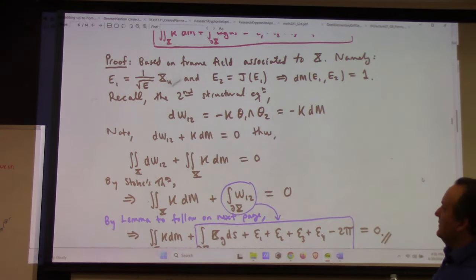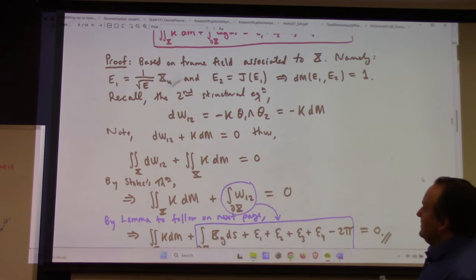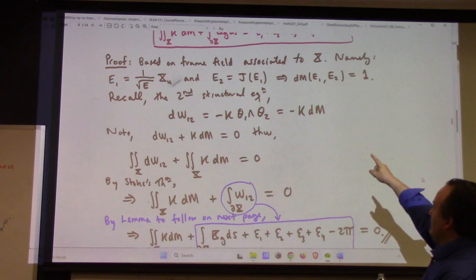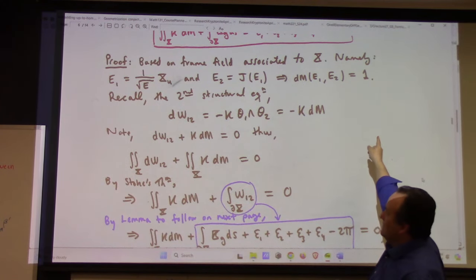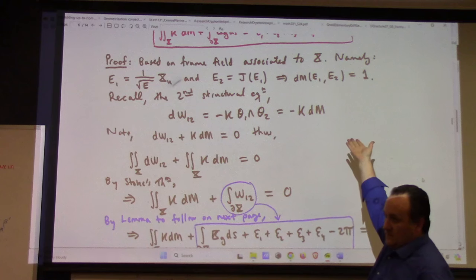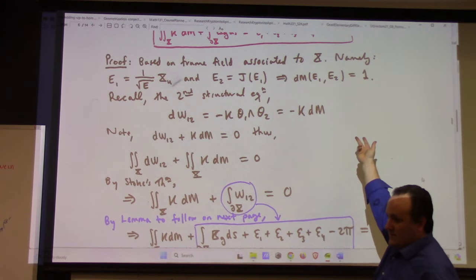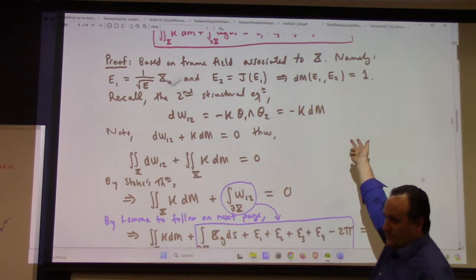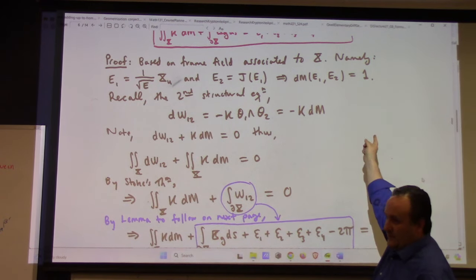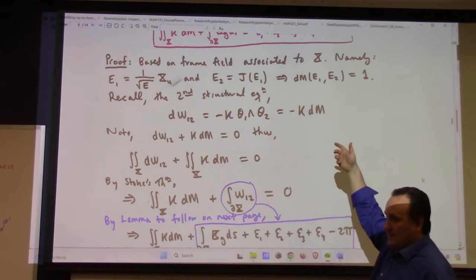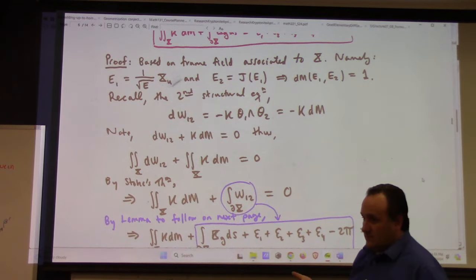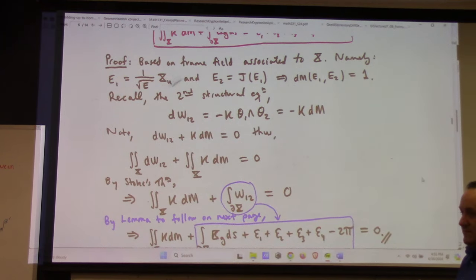parameterization. E2 is defined to be JE1 in the sense that dm acting on E1, E2 has to be 1. So this two-form equation uniquely defines E2, because if you look at a two-form, you've got two dimensions. There's only one choice which will make a non-vanishing two-form work out to 1 once you've already given E1. That equation uniquely defines E2. And we call it J of E1 because that's what it means geometrically. It's a rotation by 90 degrees with respect to the local geometry.